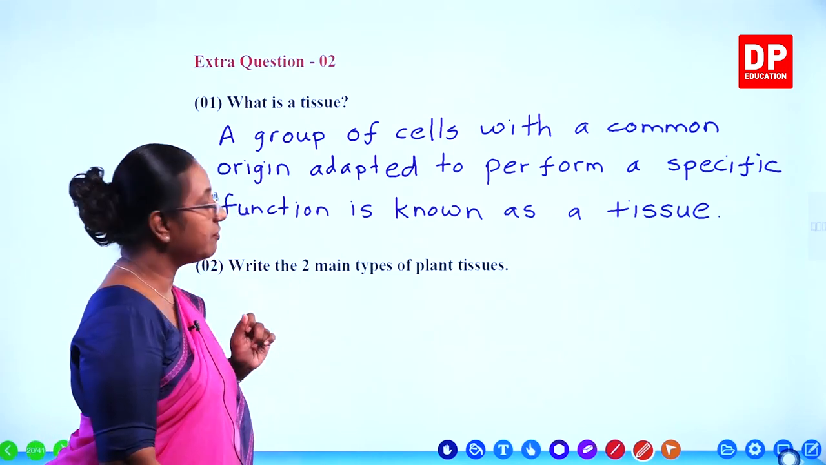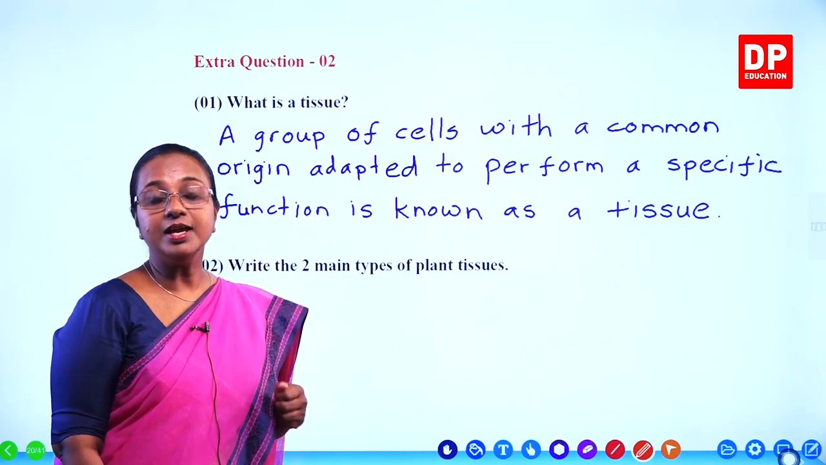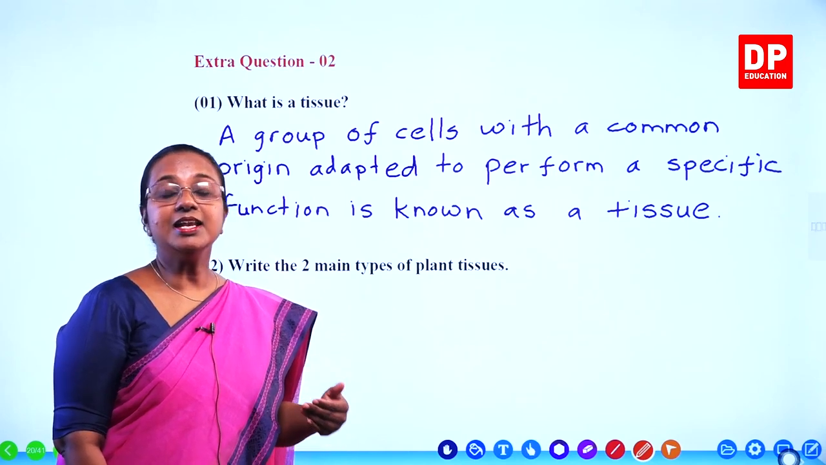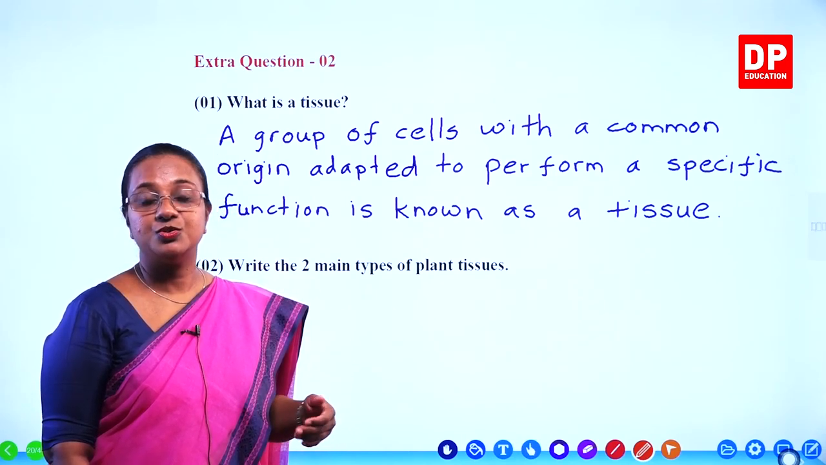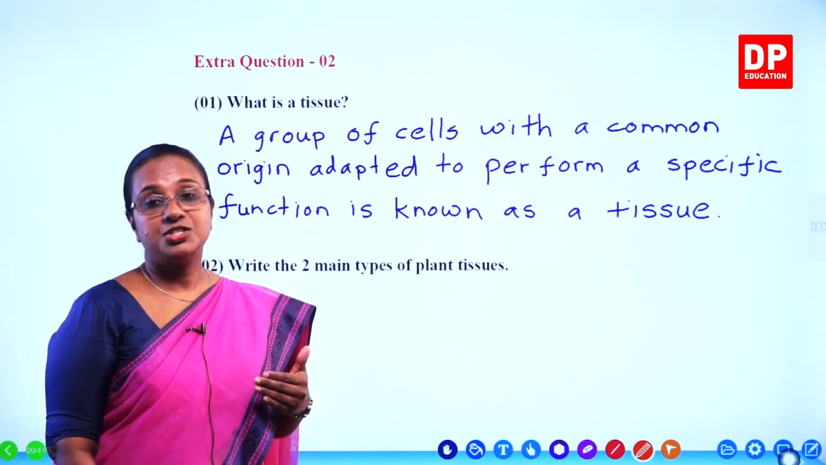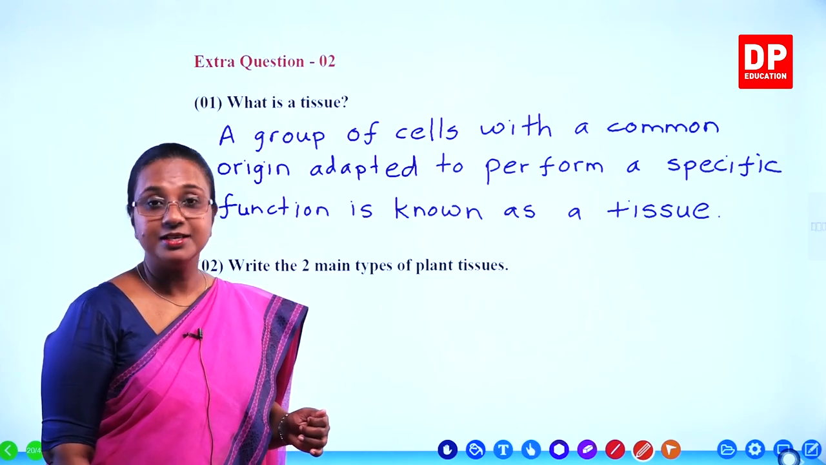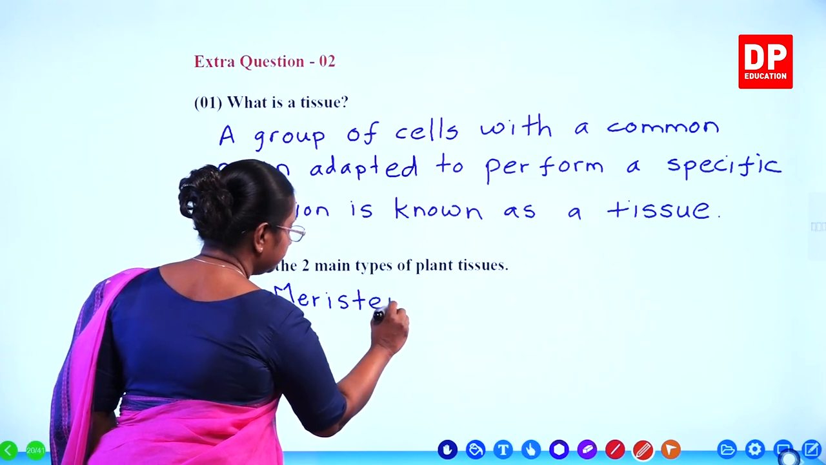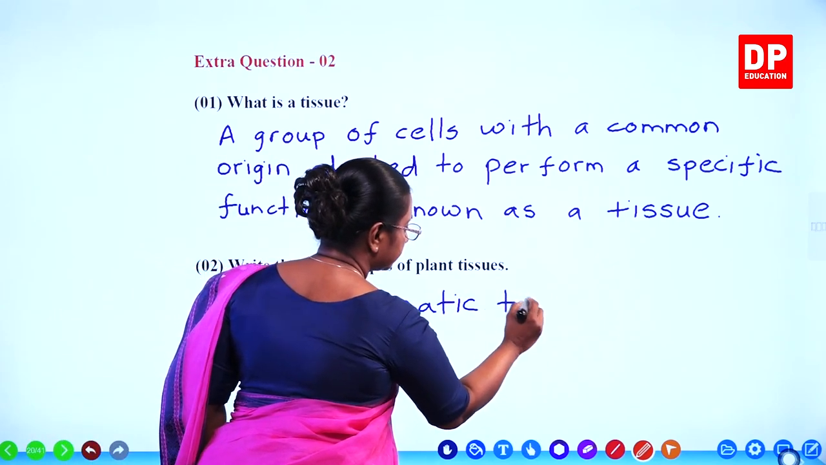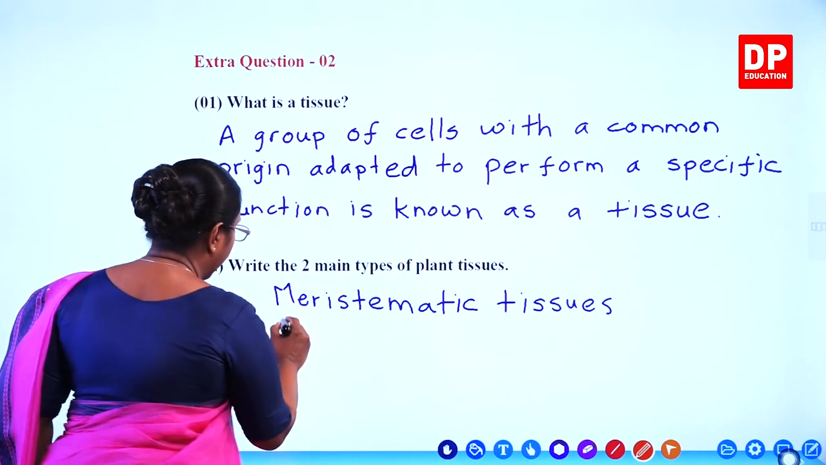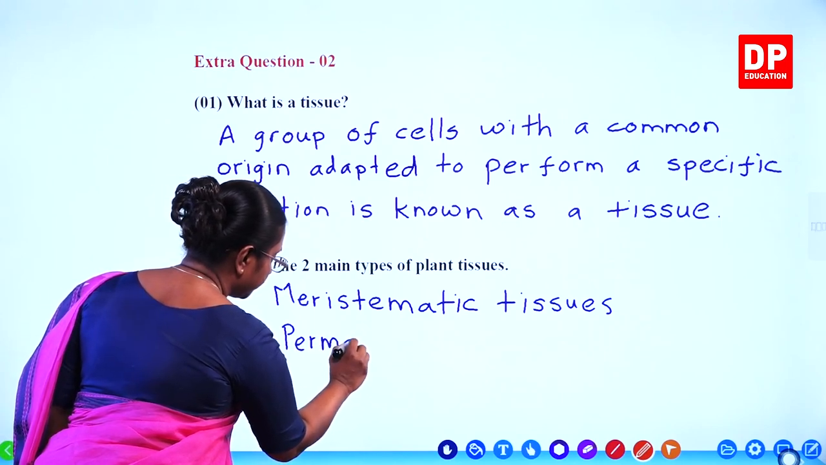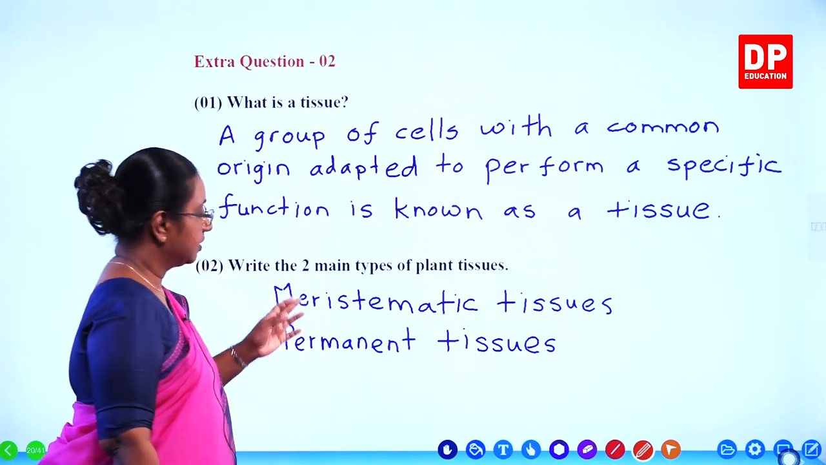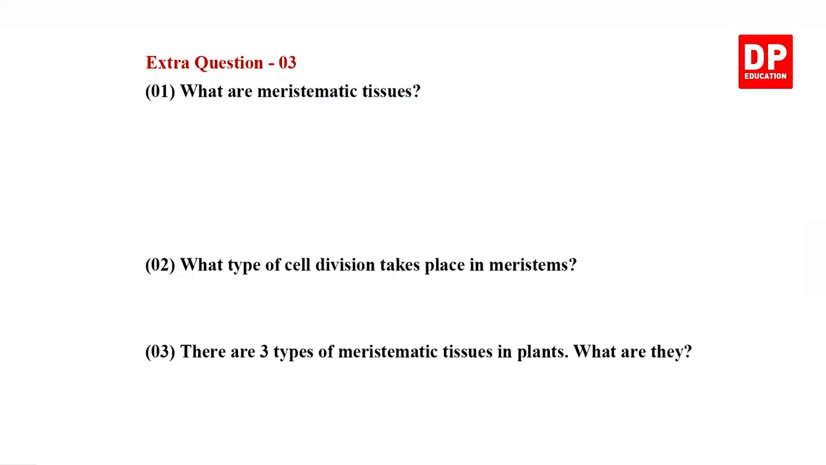Write the two main types of plant tissues. You all know how we group the plant tissues based on their ability to divide. The ones that can divide are known as meristematic tissues, and the tissues that are differentiated and that do not divide are permanent tissues. So the answer here is going to be meristematic tissues and permanent tissues. The two main types. We will move on to the next question.